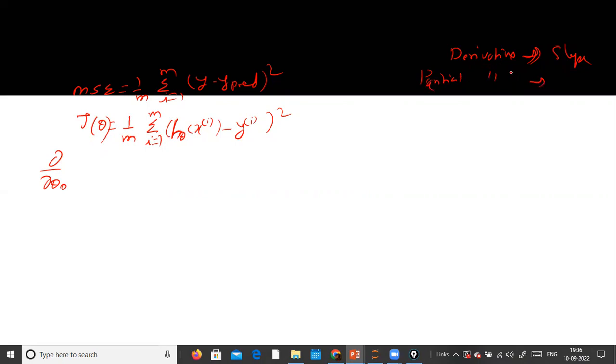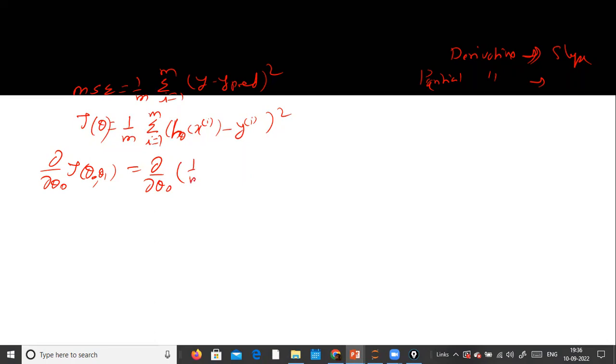A partial derivative is used when you have multiple variables or parameters, like in the case of multiple linear regression. In that case you will have more than one slope, so we need to take the partial derivative. Hence I'm going to take the partial derivative on both sides of this equation. Here theta naught comma theta 1: theta naught is your intercept, and theta 1 is your slope. I take dou by dou theta naught.